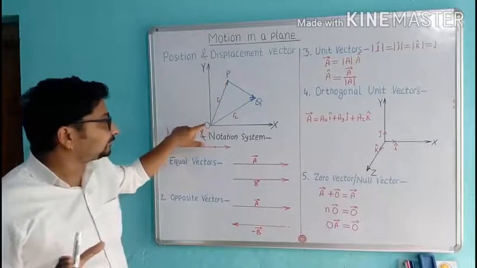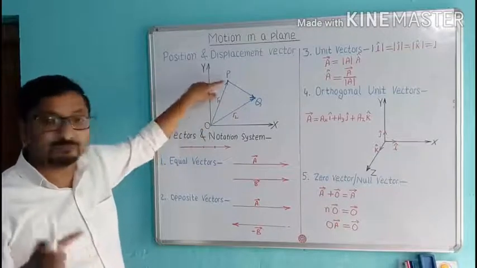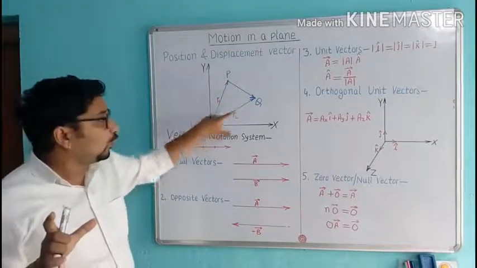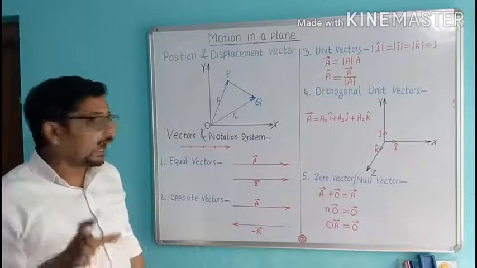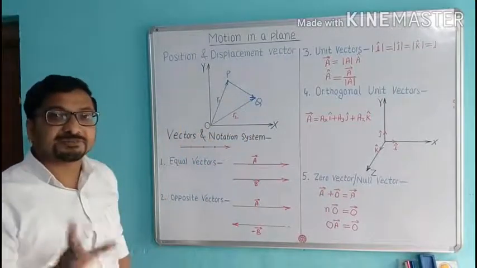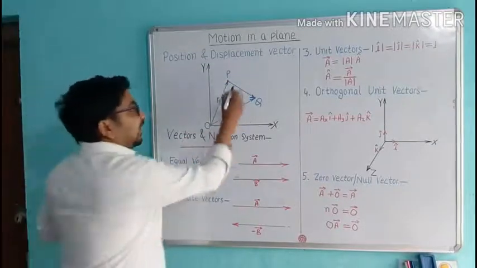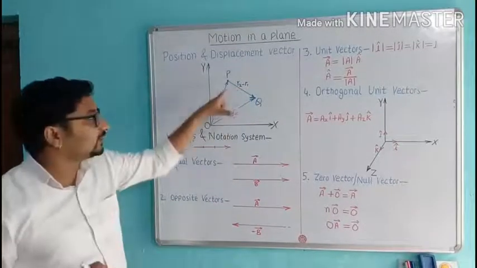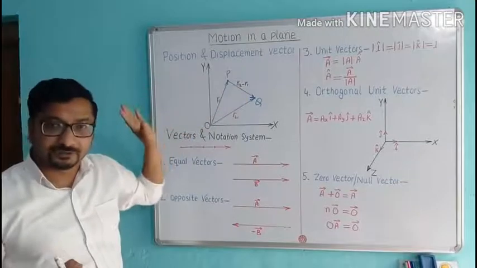Okay, suppose vector OP represents the position of any moving object P at any instant t1, and vector OQ represents the position of particle P at any instant t2. Then vector PQ represents the displacement vector, and its value is equal to R2 minus R1. That means displacement vector is equal to the difference of final position vector and initial position vector.